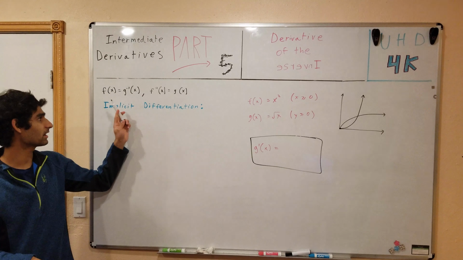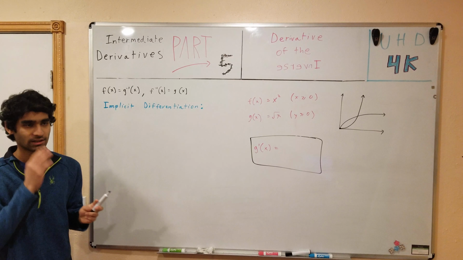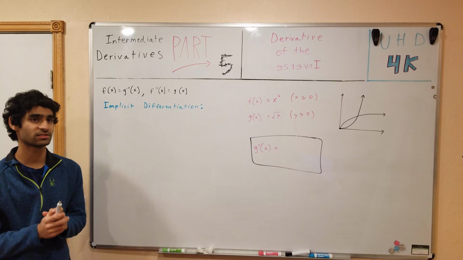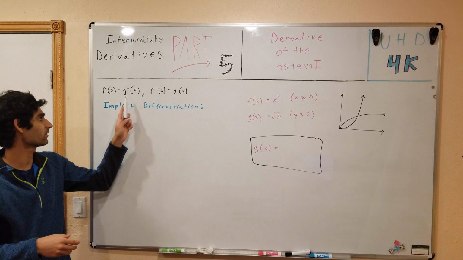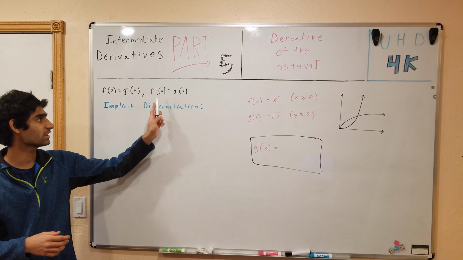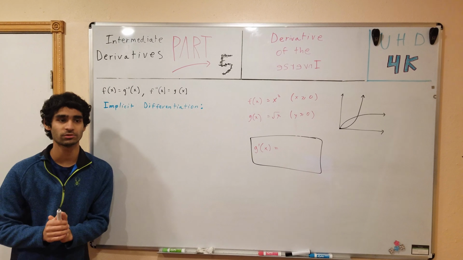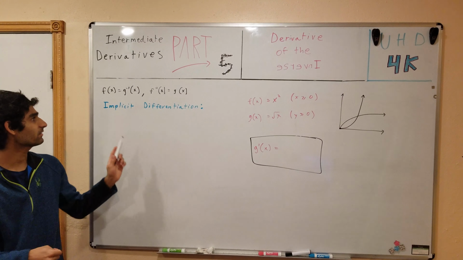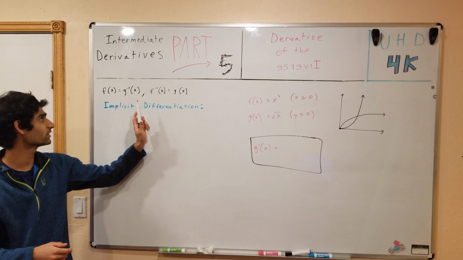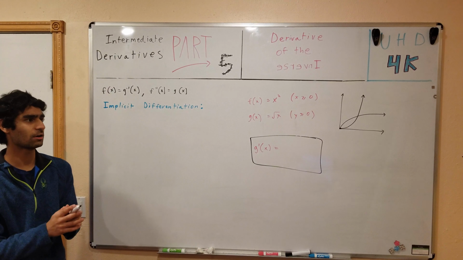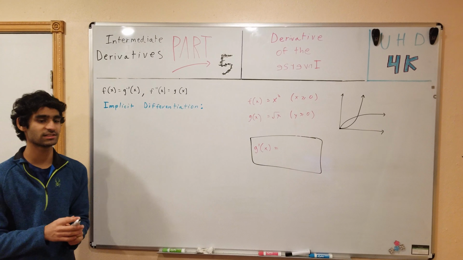Over here I've got a pair of functions f of x and g of x. However, f and g are both inverses of each other, so f of x is the inverse of g of x and g of x is the inverse of f of x. Remember, it works both ways for inverses. So let's say we know the derivative of one of them. We already know the derivative of f of x. Well, then how do we find the derivative of g of x? Is there an easy way to do it?